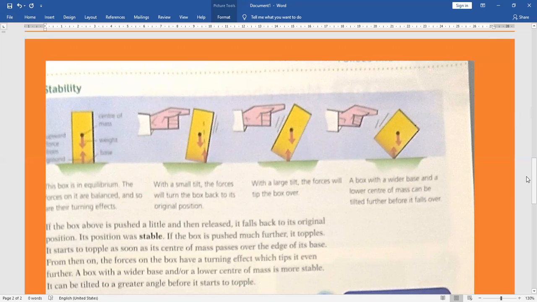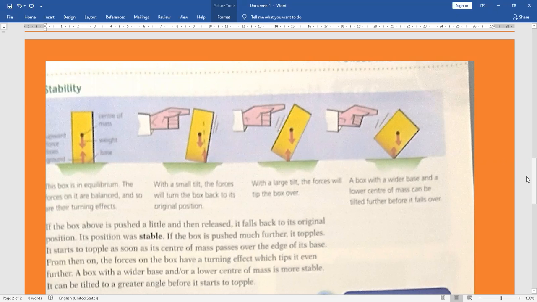ठीक है, आपकी बात समझ में आ रही है? If the box is pushed a small tilt and turned, then released, it falls back to its original position. So its position was stable.